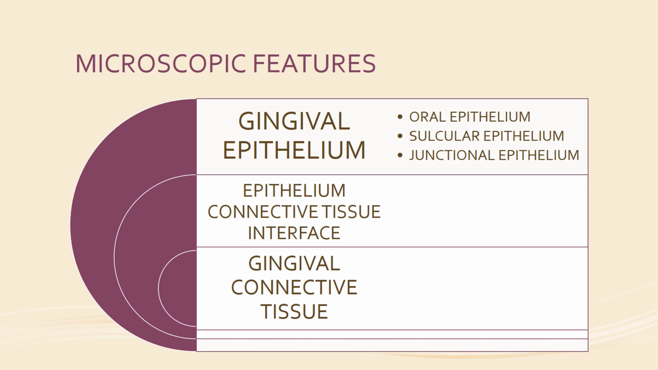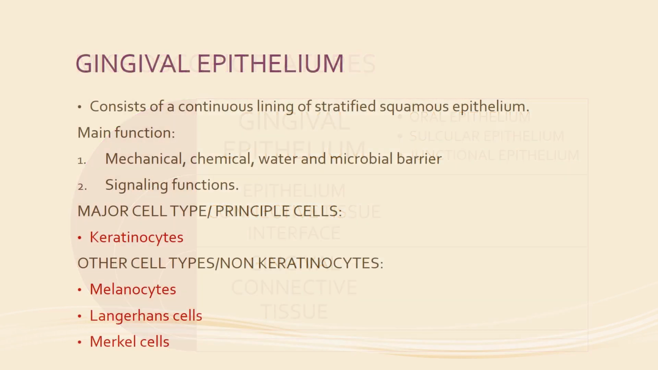Now, coming to the microscopic features, gingiva has three parts: the gingival epithelium, the epithelium connective tissue interface, and the gingival connective tissue. The gingival epithelium is divided into oral epithelium, sulcular epithelium, and junctional epithelium. Coming to gingival epithelium, it consists of a continuous lining of stratified squamous epithelium. The main functions are mechanical, chemical, water, and microbial barrier, and it also has signaling functions.